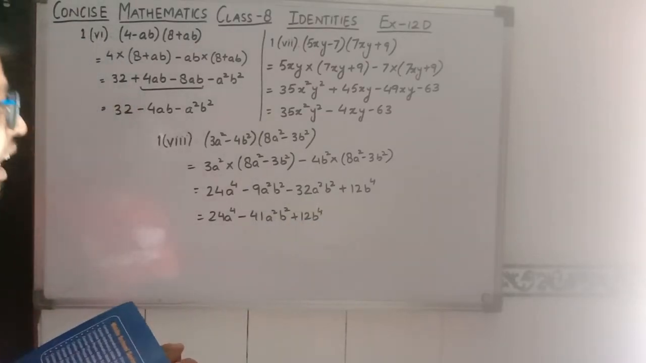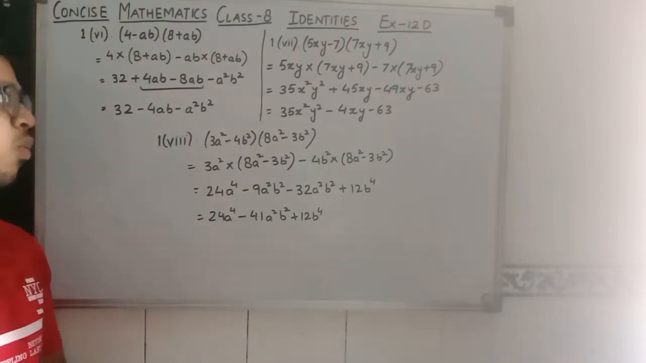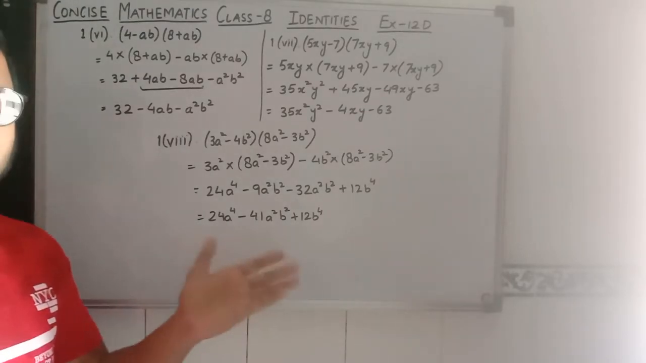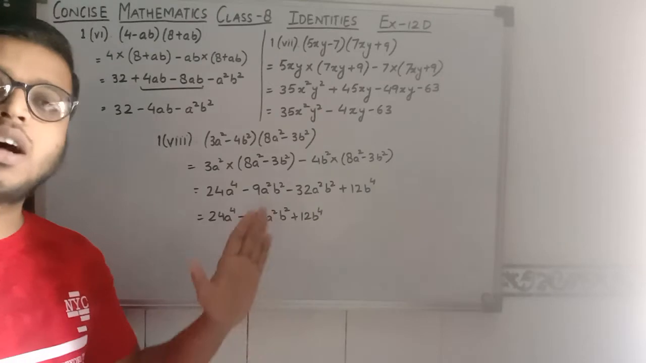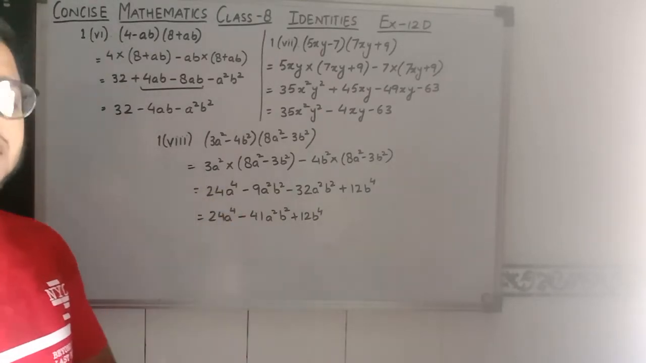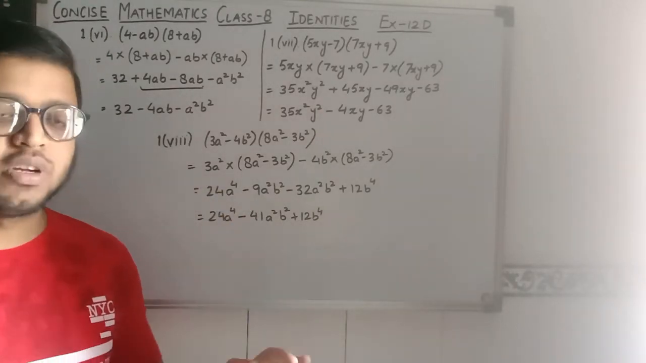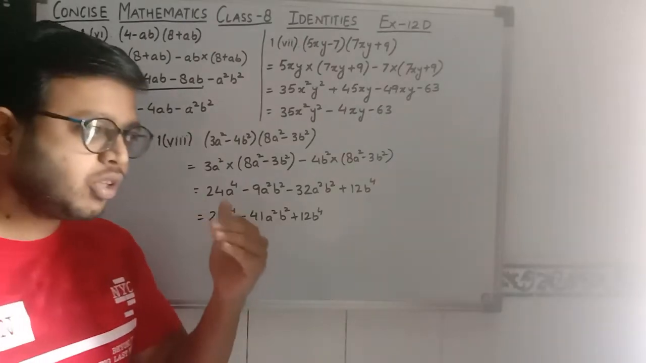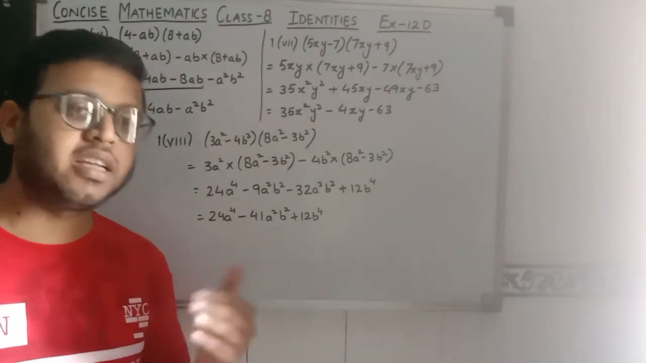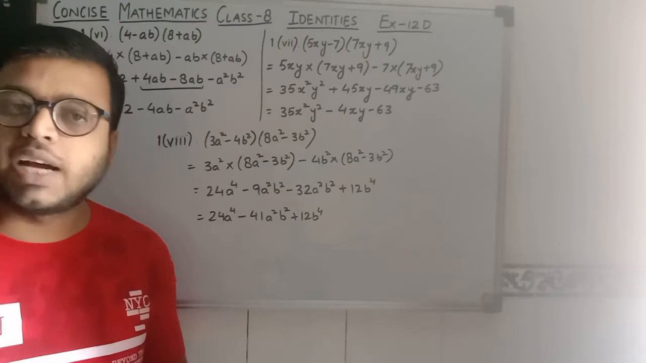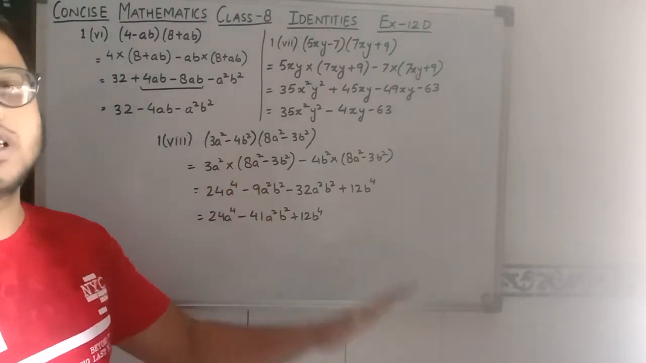So this is the complete question number 1. In question number 1, the remaining 5 parts, 1, 2, 3, 4 and 5, are all similar. In these, first you have to observe the question very carefully. You have to check whether any identity is applicable or not. If none of the identities is applicable, then you have to just multiply.